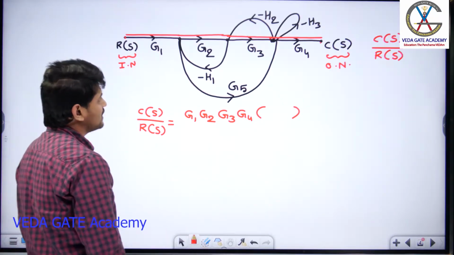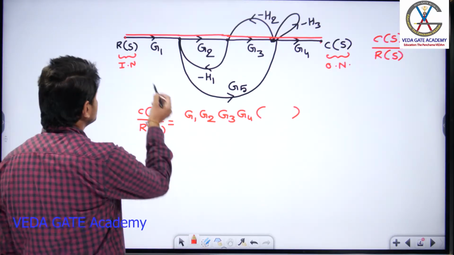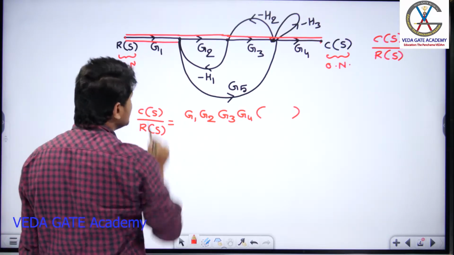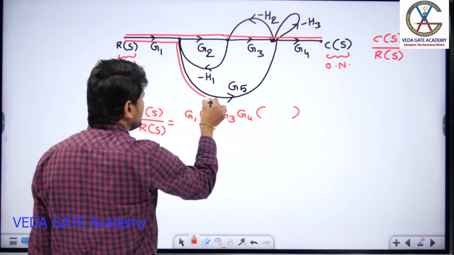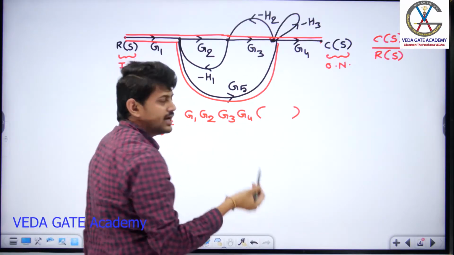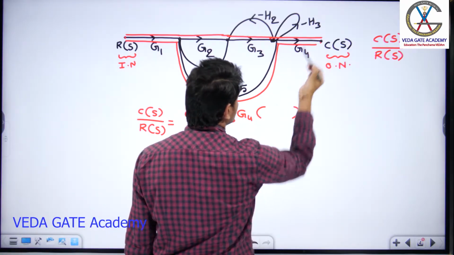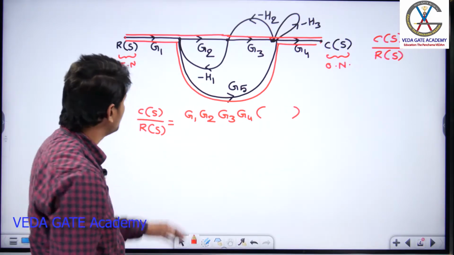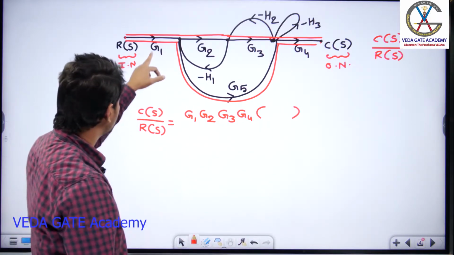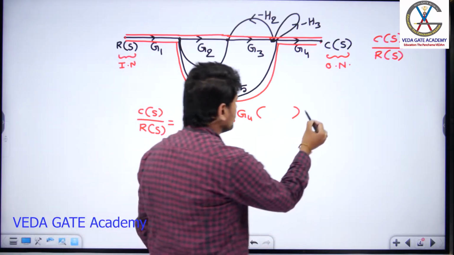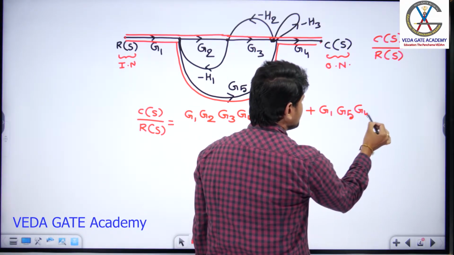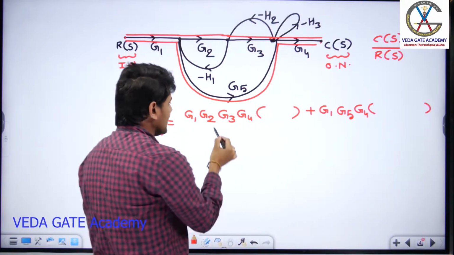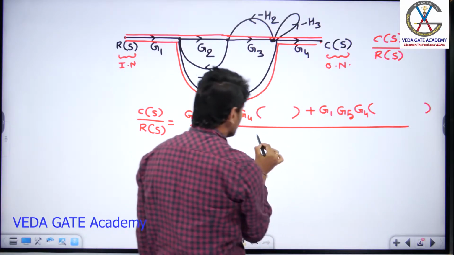So here, this is one forward path. Now again, I will try to start from here. And after reaching this particular point, instead of going through G2, now I will travel through G5. After reaching here, again I will reach C of S in this fashion. So this is also treated as one more forward path. Now can you tell me what is the gain of this forward path? You will have G1, G5 and G4. So plus G1, G5 and G4 into some delta 2, divided by delta. Divided by what, guys? Delta.